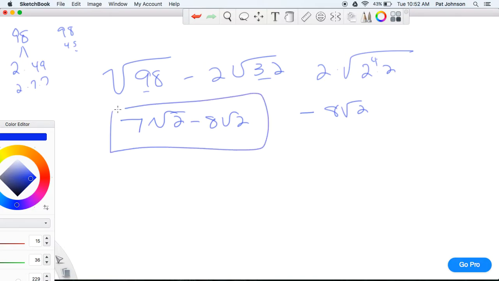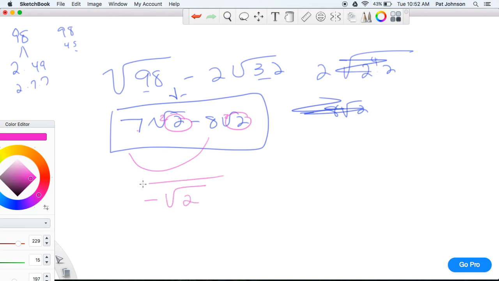So this is what it simplified to. Oh, my indexes are both 2, and guess what? My radicands are both 2. So now I do 7 minus 8. I simply add or subtract the coefficients. So that's going to be negative 1, or negative square root of 2. And you keep the radicand. And that's how you add and subtract them. So that is this section. Hopefully this helps you.